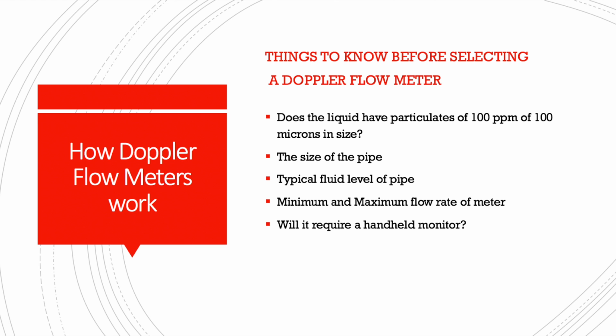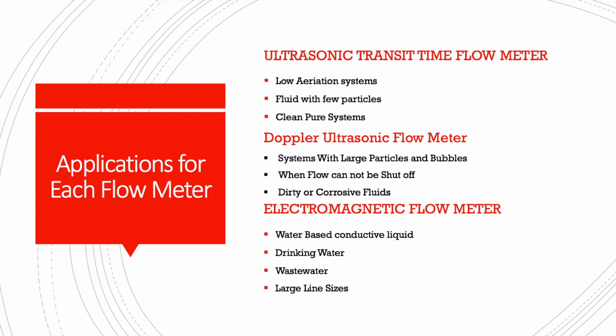There are several things to consider before selecting a Doppler flow meter. Does the liquid have particulates of 100 parts per million, 100 microns in size? The size of the pipe, typical fluid level of pipe, minimum and maximum flow rate of meter. Will it require a handheld monitor? You should also be aware that different flow meters have different applications.